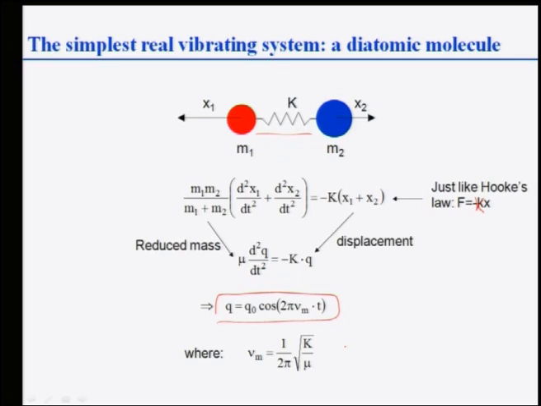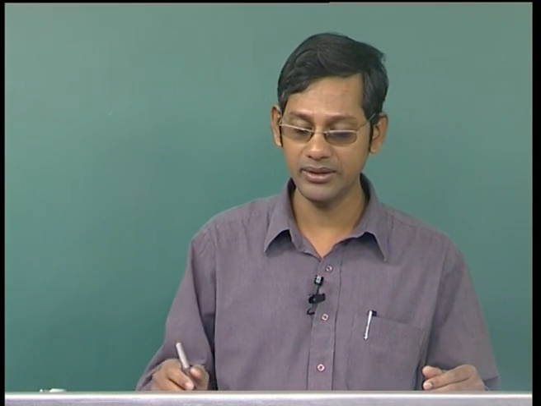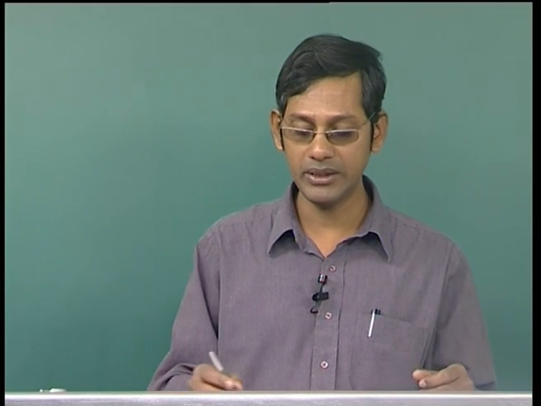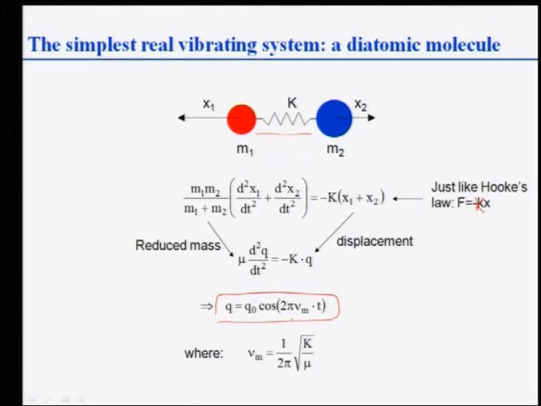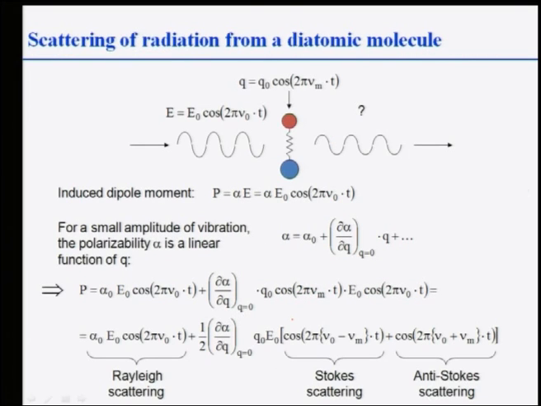So, whenever a molecule is stretched or excited, this is what will happen: it will vibrate with this, and the displacement can be related to the vibration this way, q equal to q0 cos of 2 pi nu m t. Now, suppose this is the molecule which is vibrating, as you saw last time, and this is the change of the distance q, and we are putting in certain radiation given by E equal to E0 cos of 2 pi nu0 t. This will lead to an induced dipole moment that can be related to alpha into E, where alpha is the polarizability and E is this E0 cos of 2 pi nu0 t.